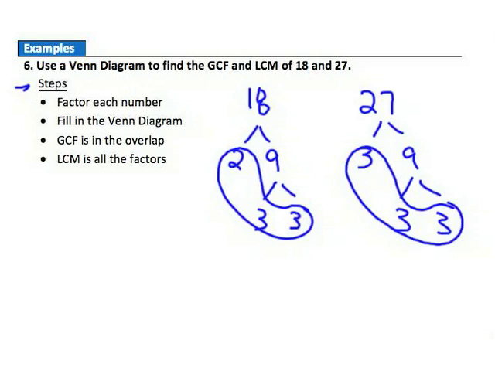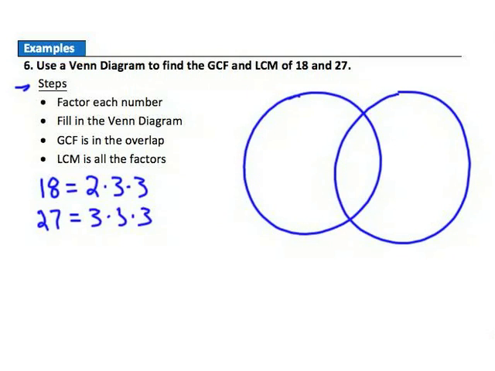Okay, so I need to write these down and save myself a little space here. So the factors for 18: 2 times 3 times 3. And the factorization for 27 was 3 times 3 times 3. So step 2 is to fill in the Venn diagram.